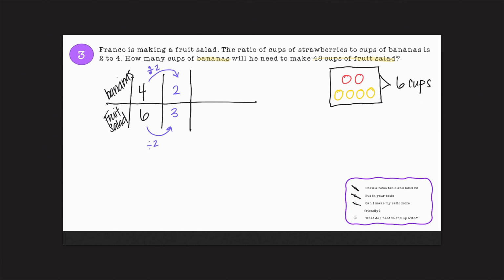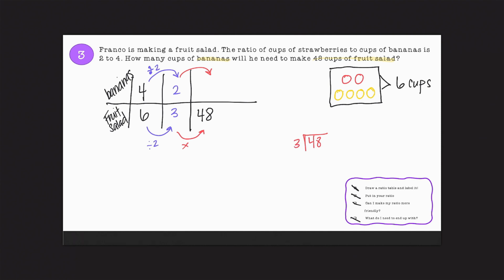Now I can go down to this last one that says, what do I need to end up with? I need to find out 48 cups of fruit salad. So I'm going to figure out here, how many times does 3 go into 48? And whatever I can do to that bottom ratio, that bottom part of fruit salad, I'm going to do to bananas to find an equivalent ratio.